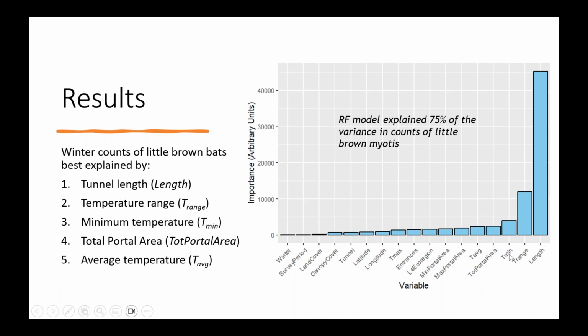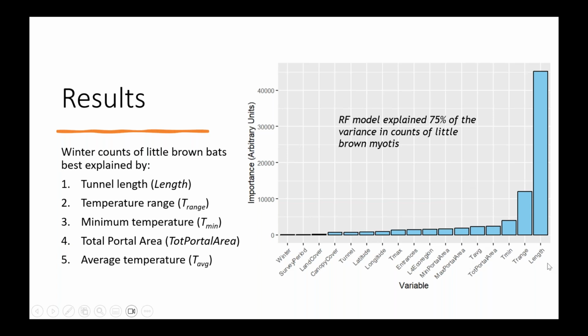The minimum temperature was also important. The total portal area, that is the cumulative size of entrances to the tunnels. Remember, we looked at that image earlier showing that some of the tunnels have been partially or completely sealed and buried. We calculated the area that was open, i.e. subject to air flowing through the site, changing the temperature during the winter, and the average temperature.